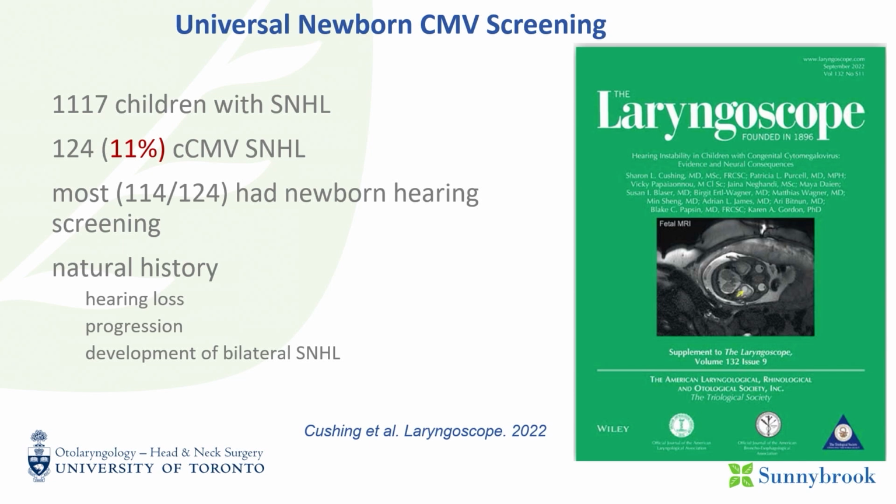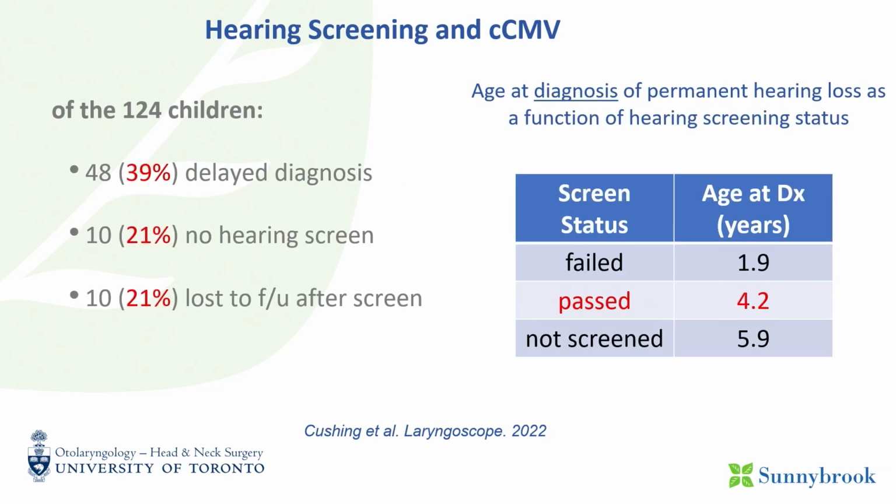The other really interesting piece of this is that of the 124 congenital CMV kids, 114 had been screened for hearing loss at birth, so it provided a lot of natural history about the progression of the disease. Of the 124 congenital CMV kids, 39% had a delayed diagnosis. What that means is their hearing was screened, but they had normal hearing at birth. So they were not identified until an average of 4.2 years. And knowing that most of the hearing loss is happening between 3 months and a year, these kids really lost out on almost 3 years of good hearing.